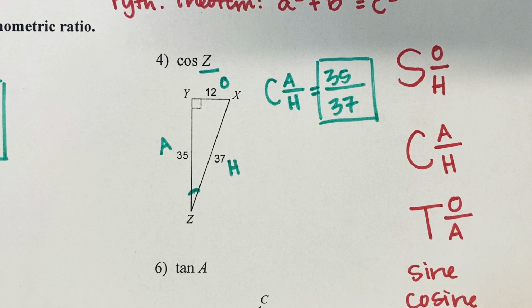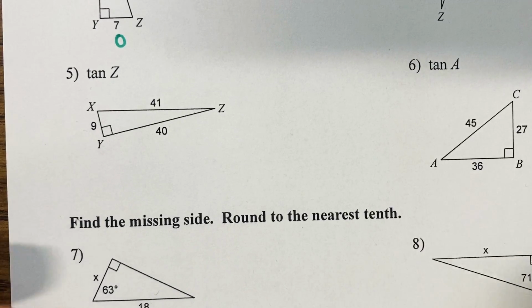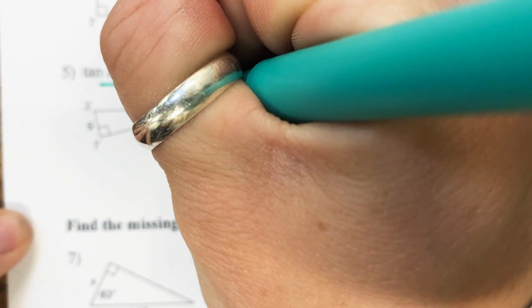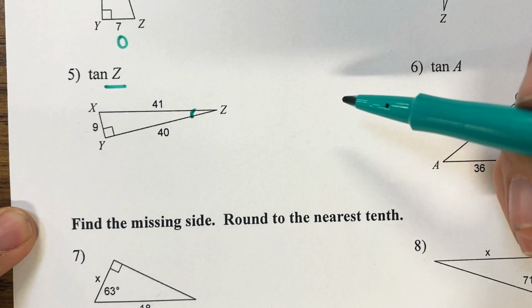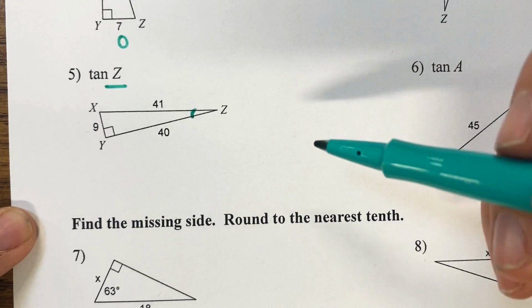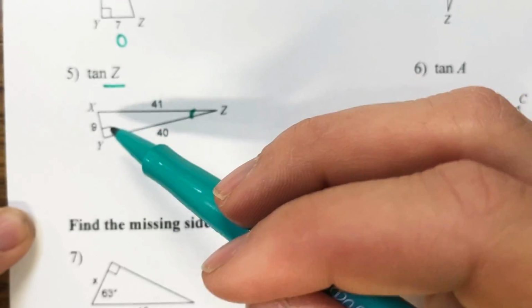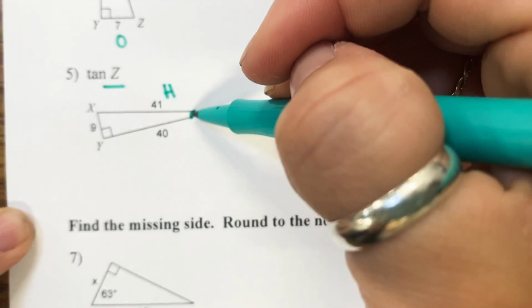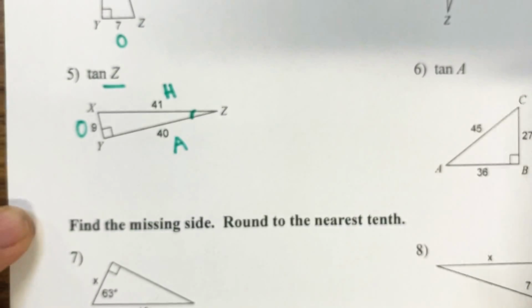Let's do number 5. This time it wants the tangent of Z. So again, find angle Z. It's that guy right there. Now let's identify our opposite, our adjacent, and our hypotenuse. The hypotenuse is always across from the right angle, so that means 41 is my hypotenuse. Opposite is straight across, and adjacent is connected to the angle, so 40 is adjacent.